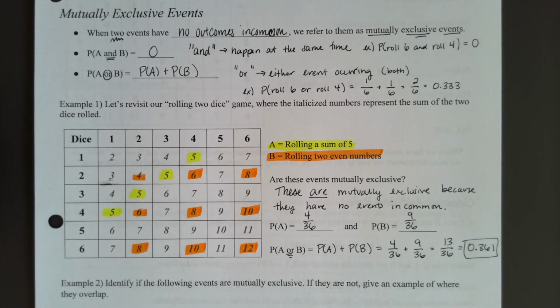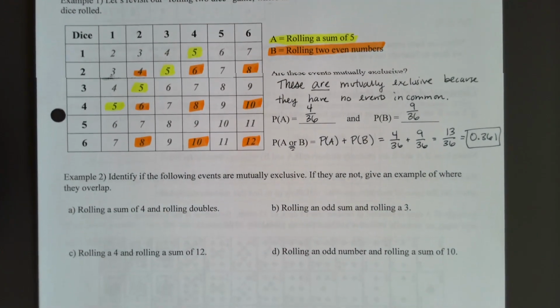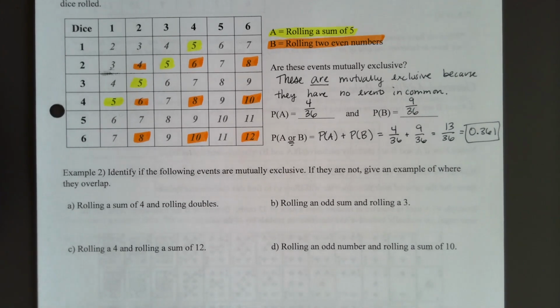All right, so let's go ahead and take a look at a few more examples here. So I want to either roll a sum of 4 or roll doubles. We're just going to look and see if these events are mutually exclusive or not. We're not going to find those probabilities. And if they are not, we're going to give an example of where they overlap. So once again, mutually exclusive means there's no overlapping. Not mutually exclusive means they're happening at the same time, therefore we have events in common. So we're going to actually name an example of where they would overlap.